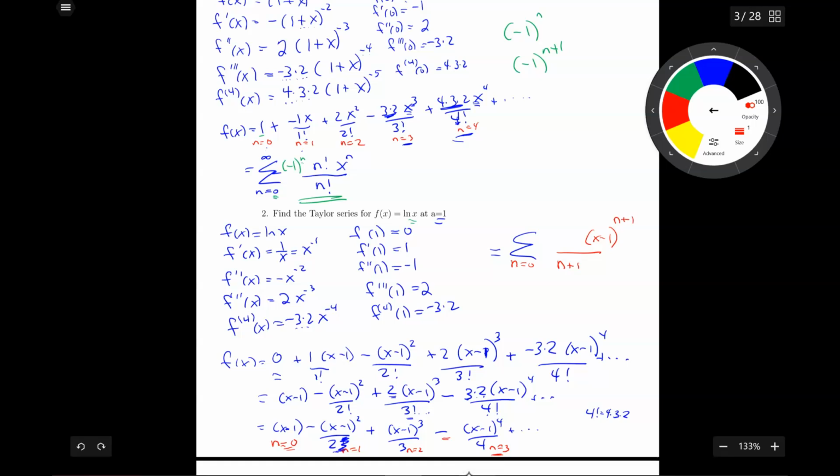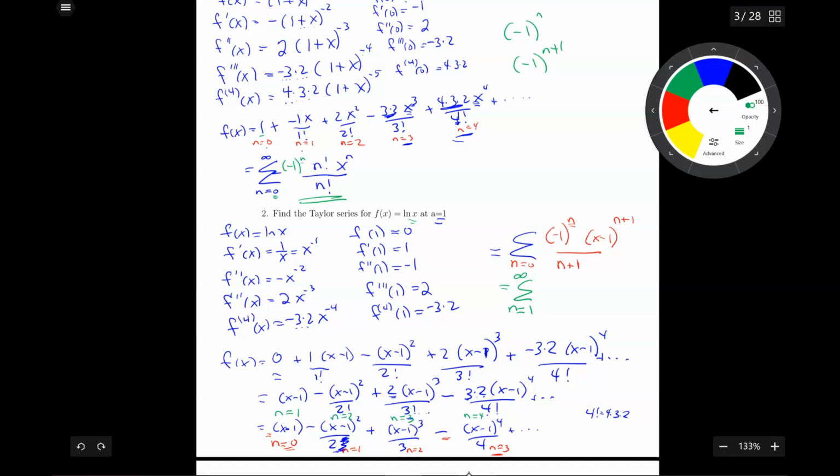And again, I've got this alternating sign. So what happens if I start with n equals 0? Does that give me the positive? It does. So this is a fine answer. Someone else might want to start at 1. These are both acceptable answers. So this would be my first term. This would be my second term. This would be my third.